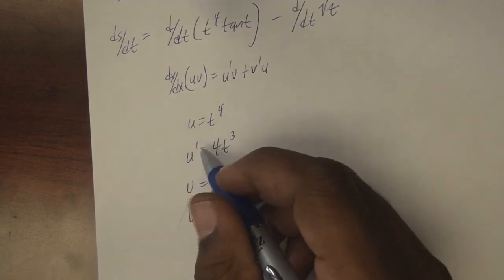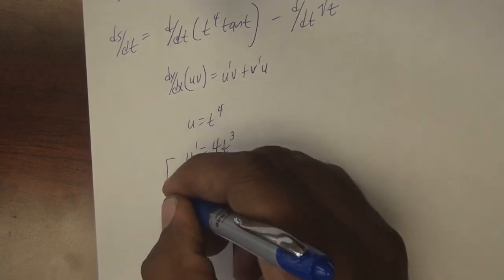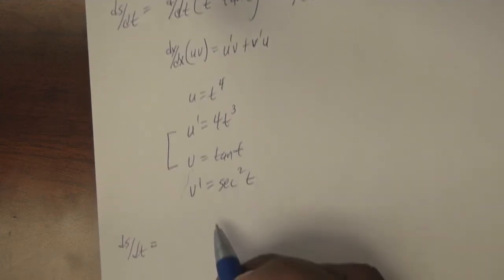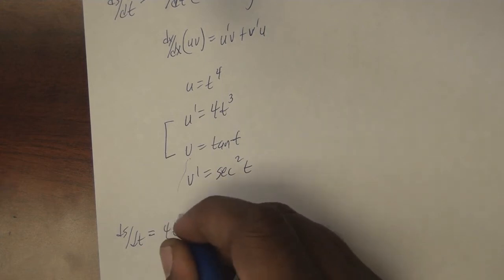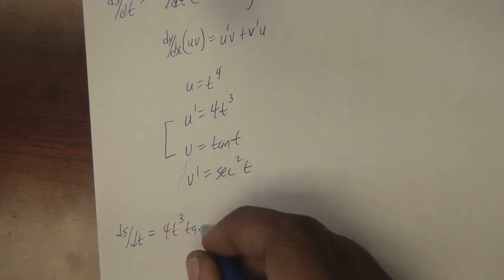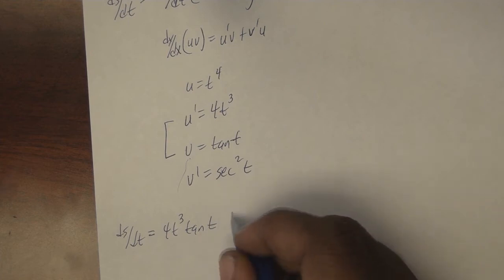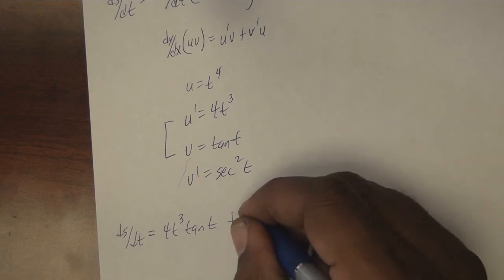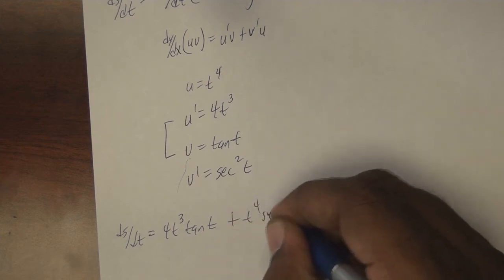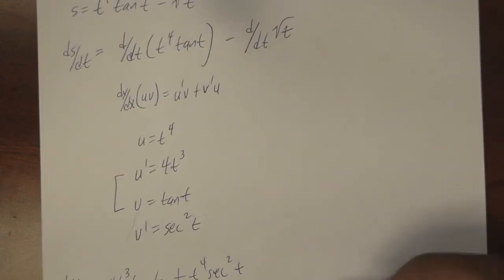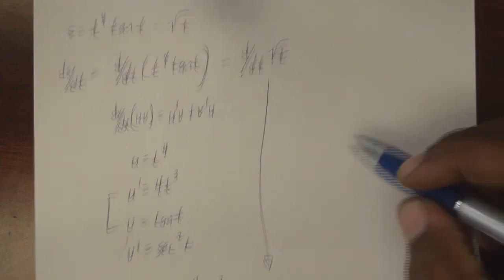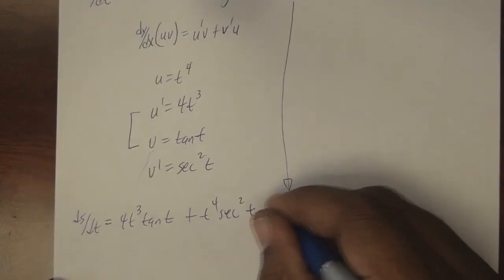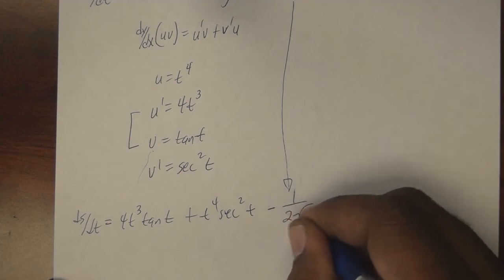So we'll put all this together in our formula. We have u prime v, which is 4t to the third times the tangent of t plus v prime u, which gives us t to the fourth times the secant squared of t. And then we'll simply take the derivative for our second term. So we have negative 1 over 2 times the square root of t.